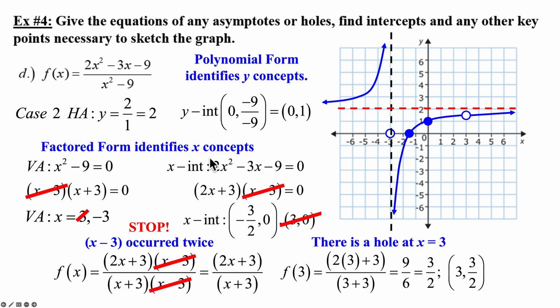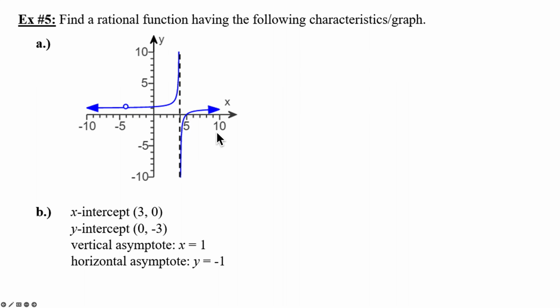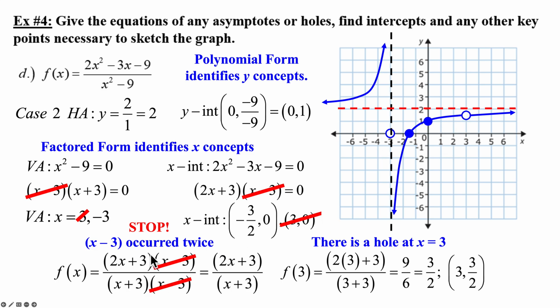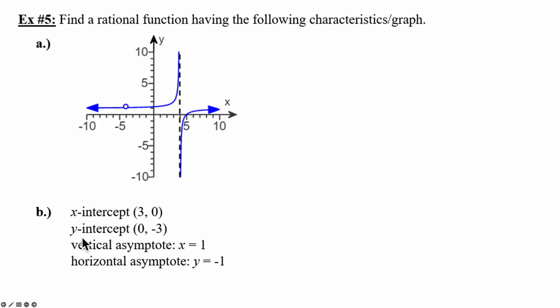All right, next example. Now you're given a graph or you're given details about a graph and you have to write the function. So the first, well, wait a minute, I notice a hole. So if there's a hole, you're going to have 2 binomial factors that need to be the same, top and bottom. So we'll remember that when we get there. What I like to do is draw in your horizontal asymptote y equals 1, because that's going to tell you something very important. Top power and bottom power have to be the same.